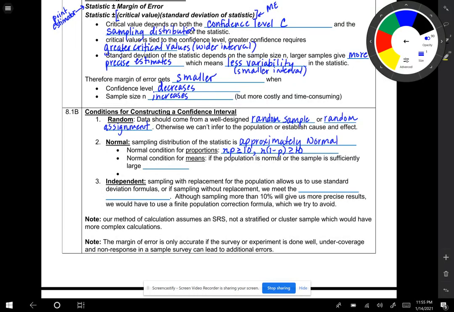For the normal condition for means, if the population is normal, then the sampling distribution will also be normal. However, if the population is not normal, then the sample size has to be large enough, greater than or equal to 30. And that's from the central limit theorem. We are going to learn more about means in the next unit, but our focus is on proportions.